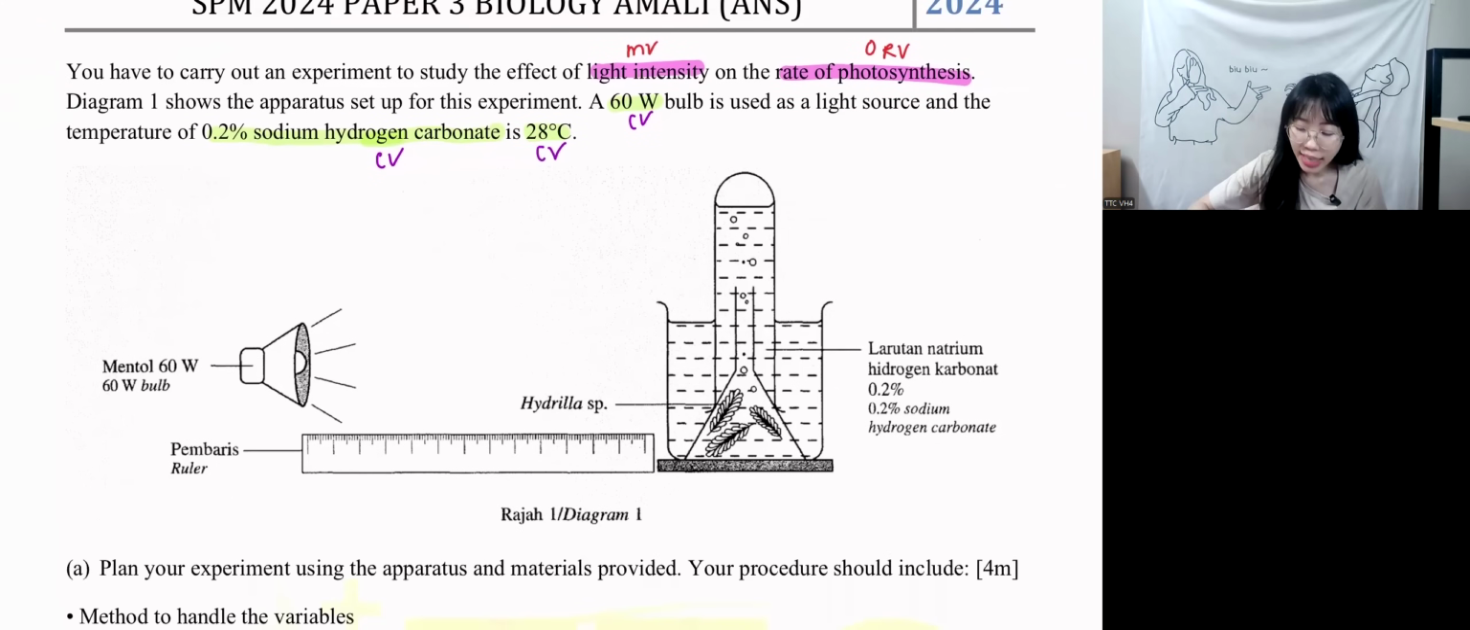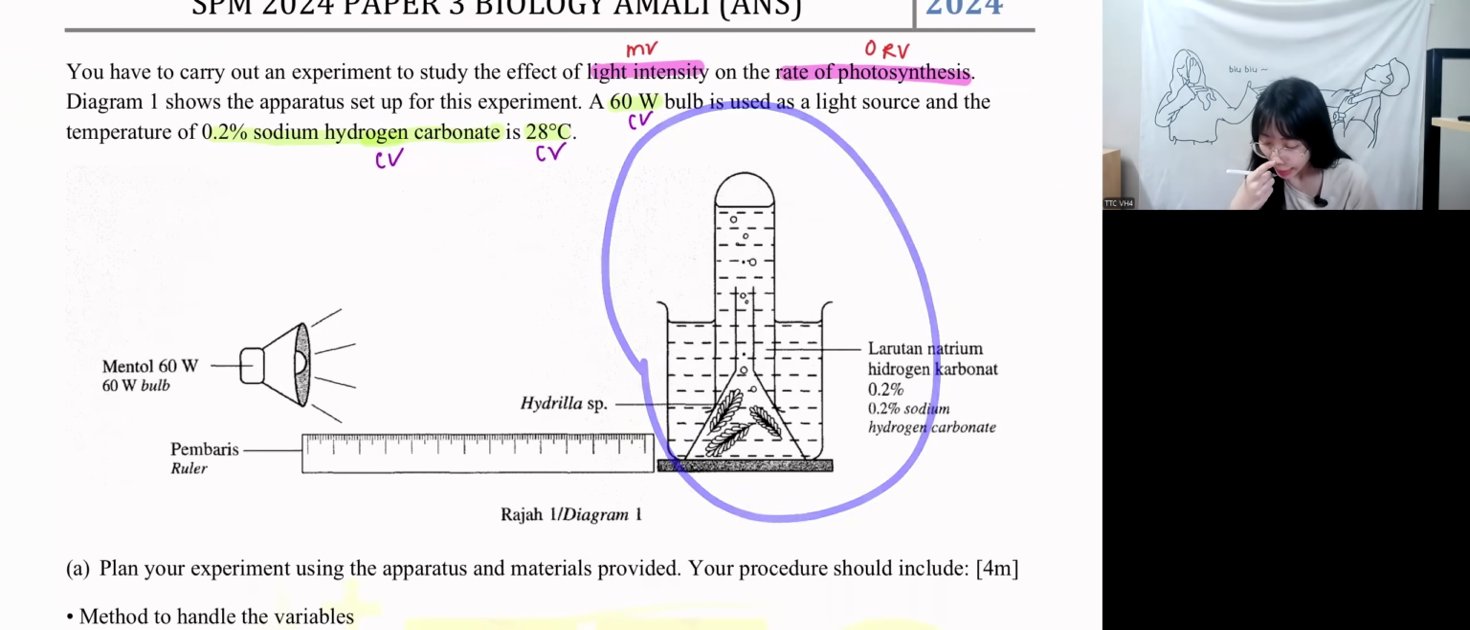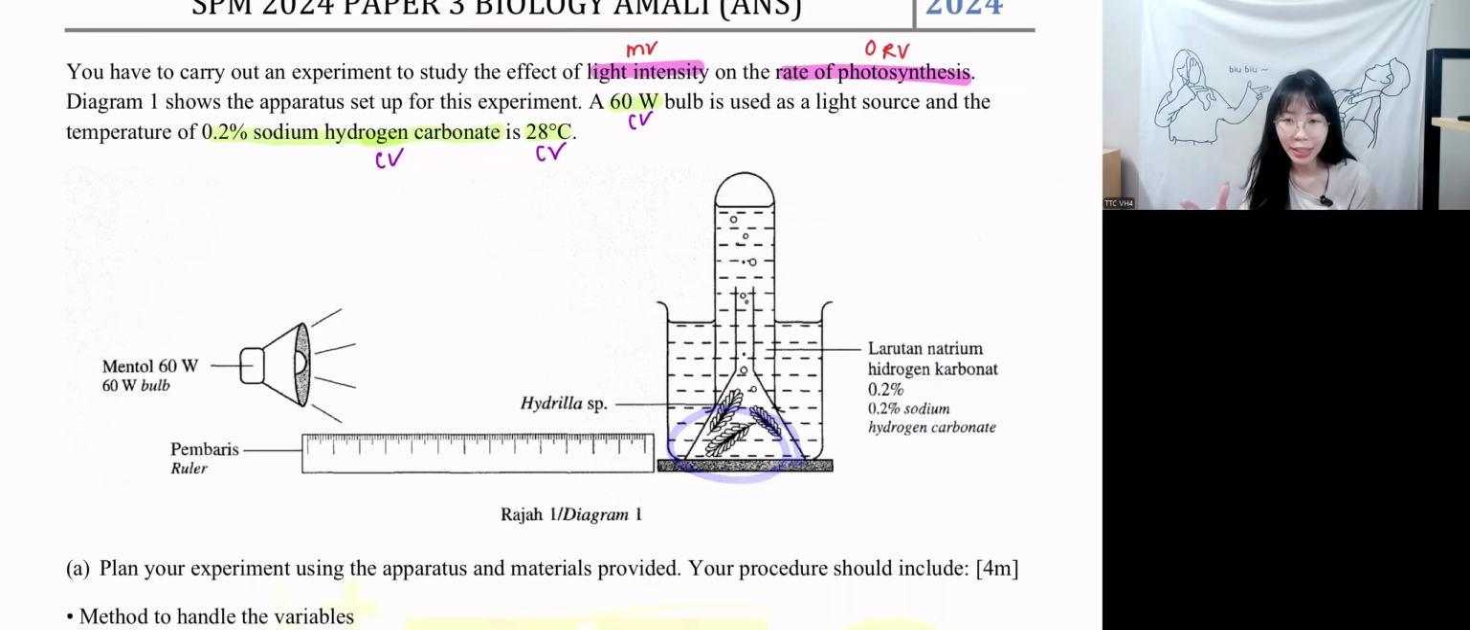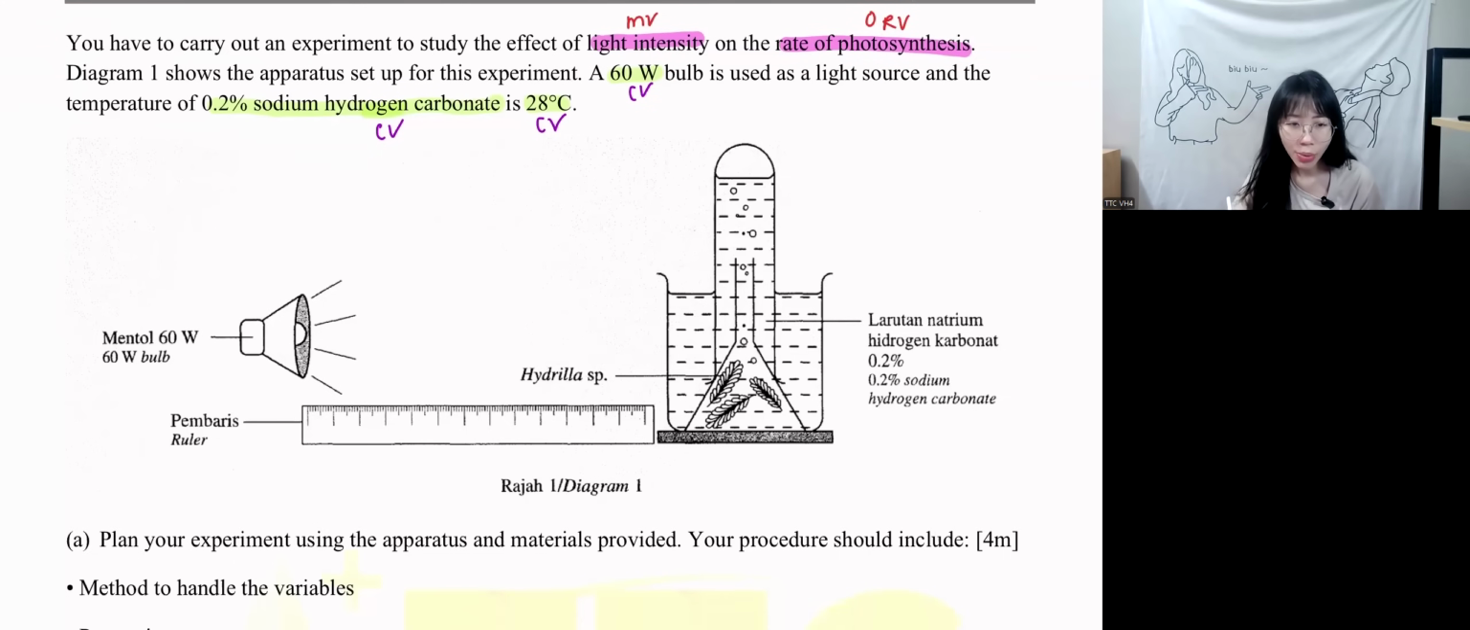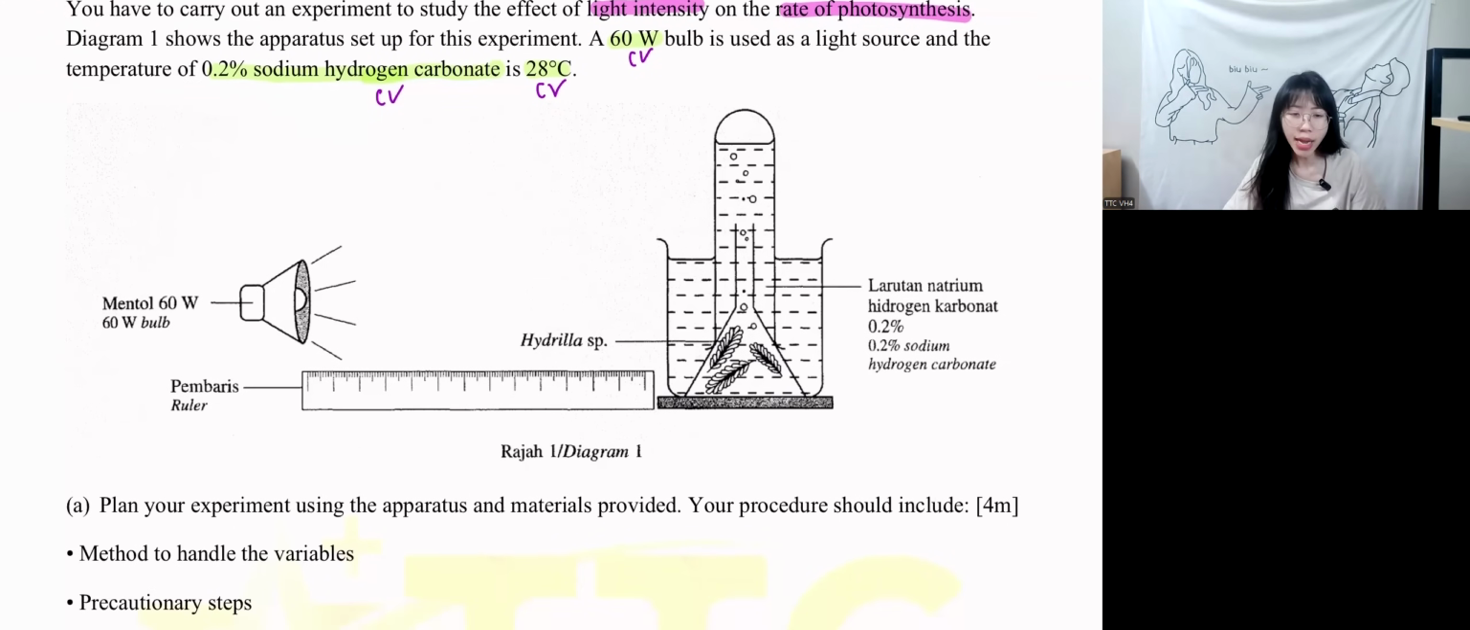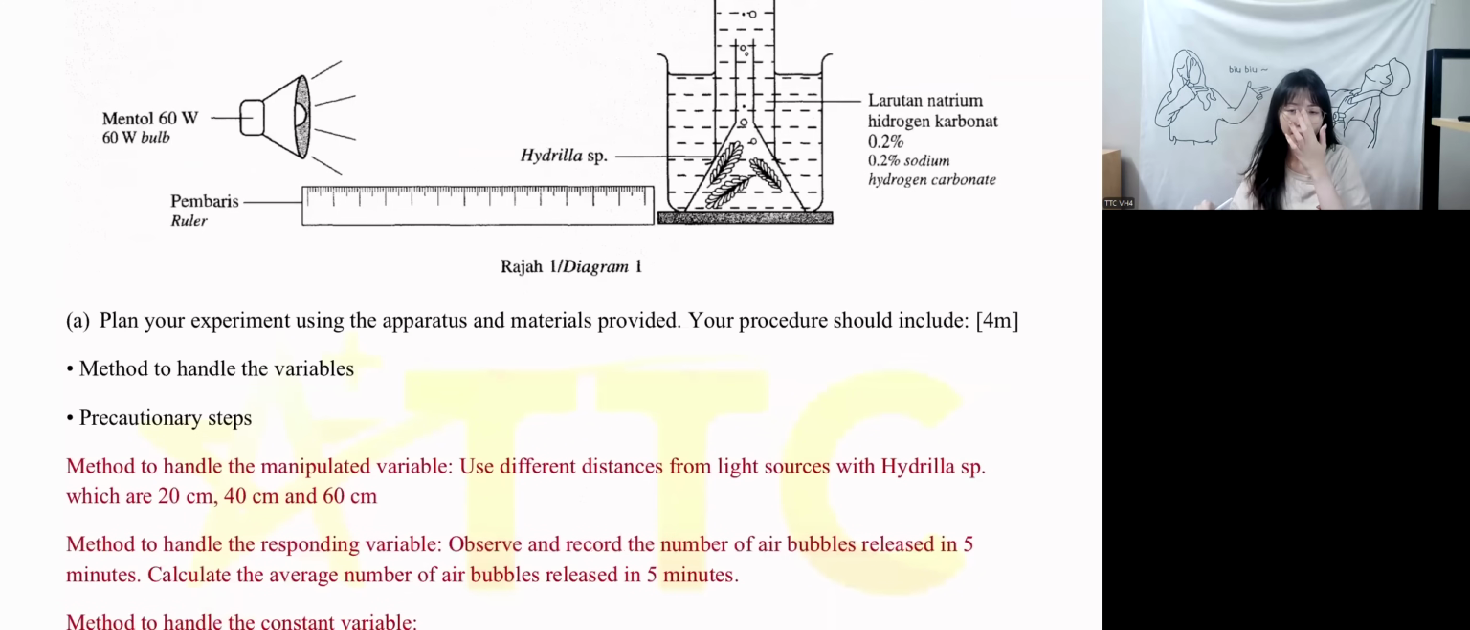Okay, this is another setup. I don't think you will do this because there is no flux provided in your apparatus and material. So you follow the question I showed you just now, that will be your setup. And then we have a ruler. Just now I told you how to measure already, right? Plan your experiment using apparatus and material.